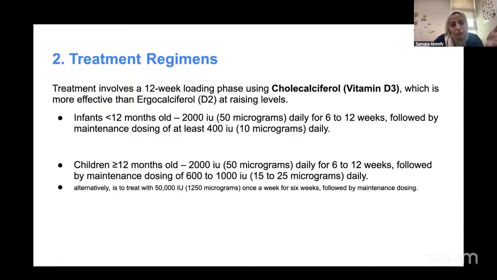For children above 12 months of age, we start them on 2,000 international units daily for 6 to 12 weeks, followed by a maintenance dose of 600 to 1,000 daily. Alternatively, we can use once-a-week dosing for 6 weeks, giving 50,000 international units once a week, and then followed by a maintenance dose.